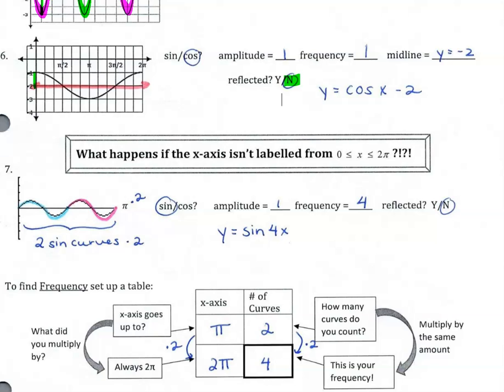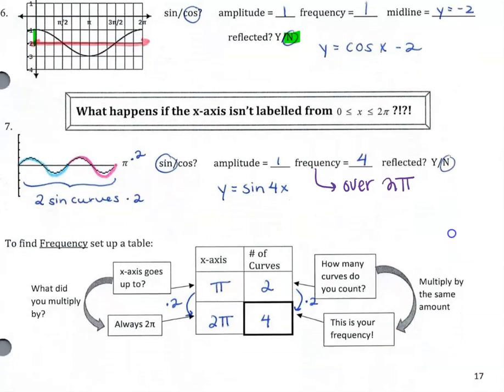Now, what if our x-axis isn't labeled from 0 to 2 pi? That only really affects our frequency here. So as far as sine or cosine and amplitude, that's all the same. Keep in mind, frequency is always in relation to 2 pi units. So when I look at this graph, first impression, it's a sine curve. I've got 2 sine curves over the course of pi units. So how many would I have after 2 pi units?